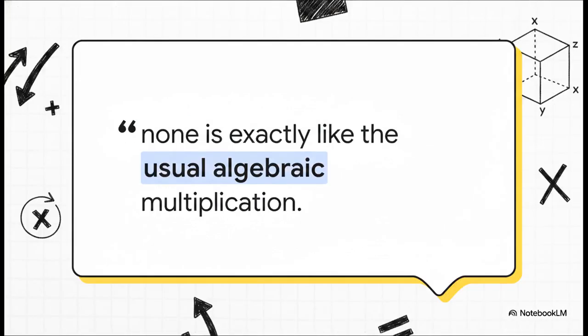Your textbook actually drops this really great insight on page 50, reminding us that while vectors do borrow rules from ordinary arithmetic, they are a completely unique mathematical language. You can't just apply regular algebra blindly. You have to respect the geometry of the physical space they represent.